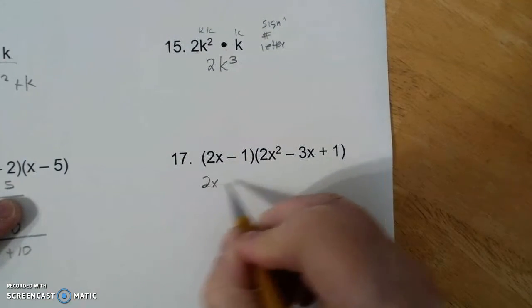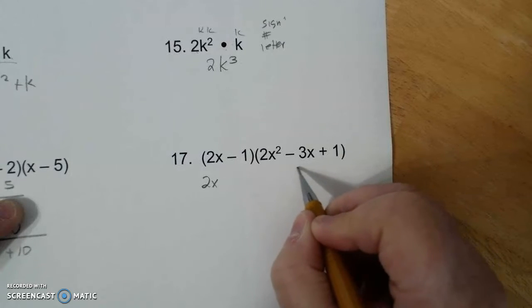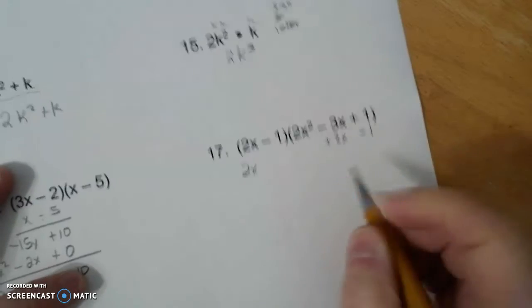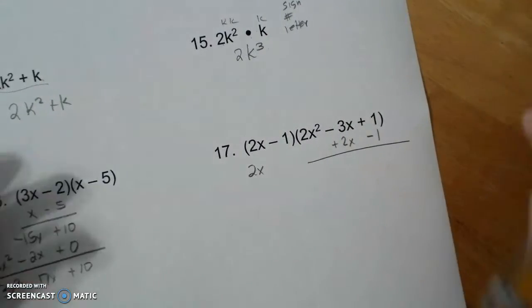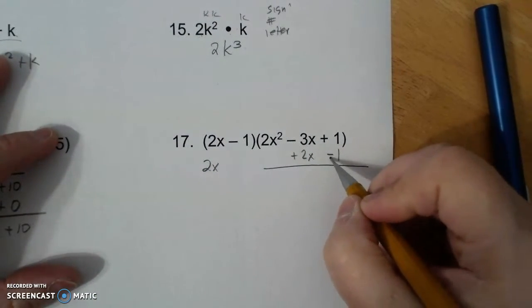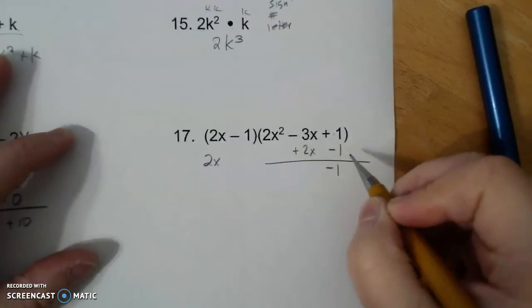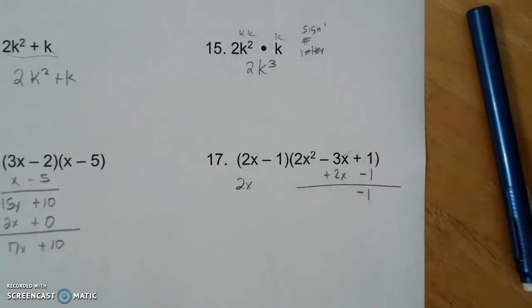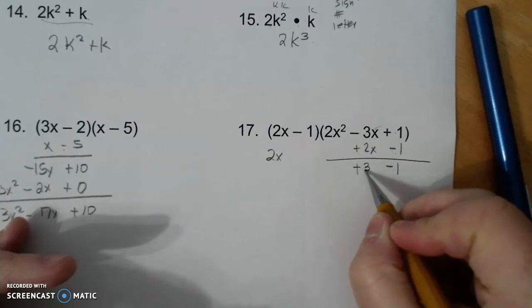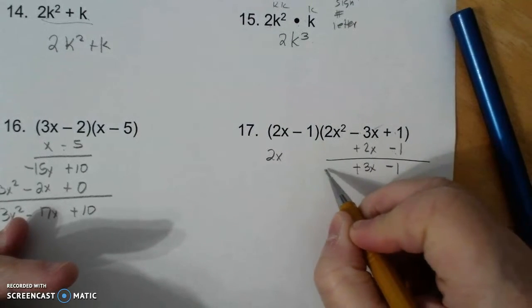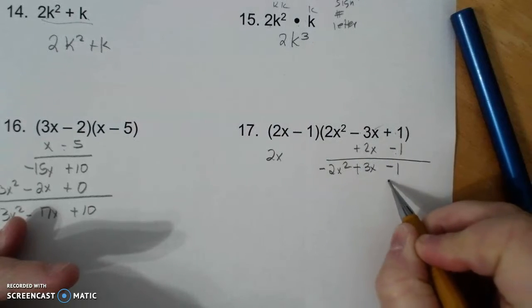This is 2x. I'm going to bring here positive 2x minus 1. And I'm going to multiply. Negative 1 times positive 1 is negative 1. Negative 1 times negative 3x is positive 3x. Negative 1 times positive 2x squared is negative 2x squared.